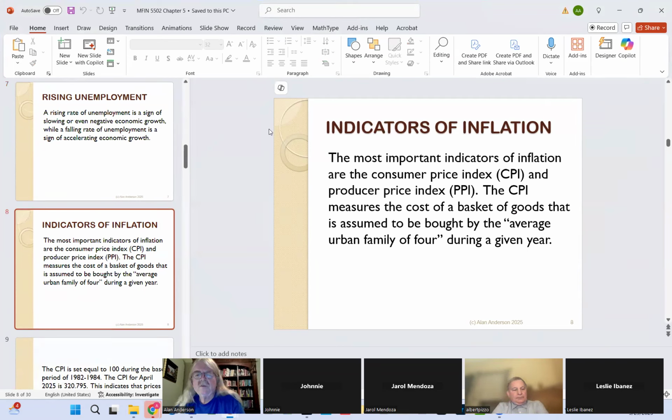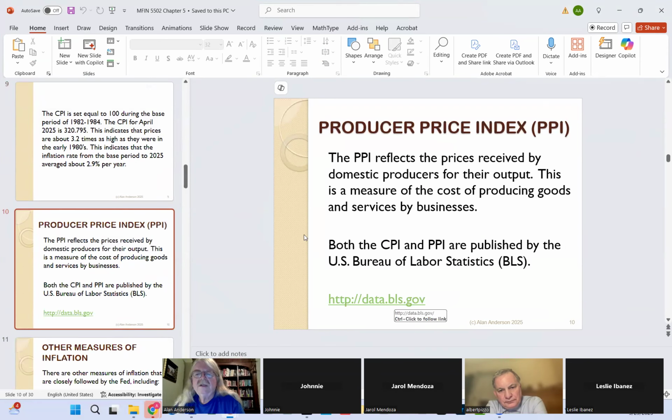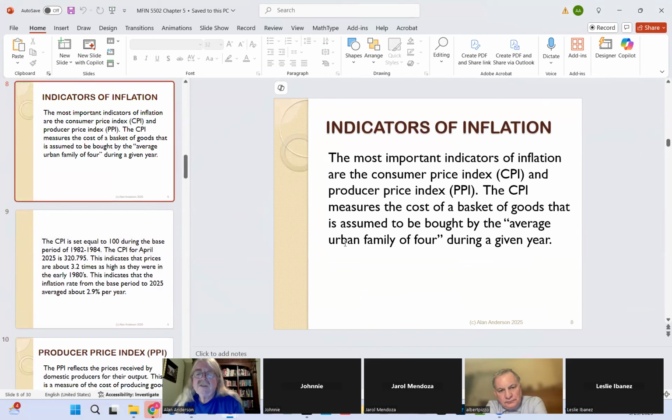Inflation can be measured in multiple ways, but the one you see the most often is the CPI, or Consumer Price Index. The Consumer Price Index is calculated by the Bureau of Labor Statistics, and the data is right here. They have sat down and done research, and they've chosen a large quantity of goods that they believe are normally consumed by what they define as an average urban family of four. This is the definition they've been using all along.